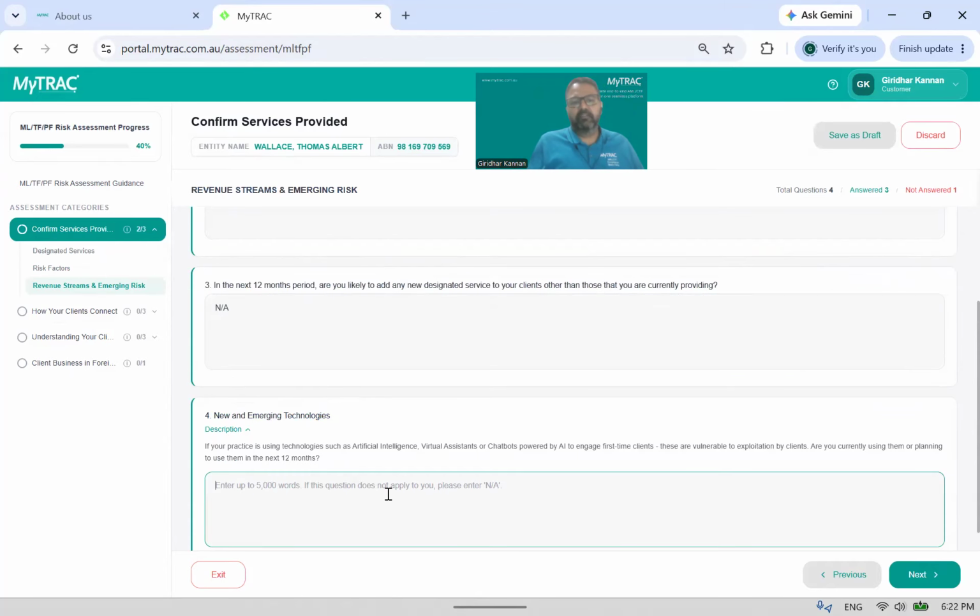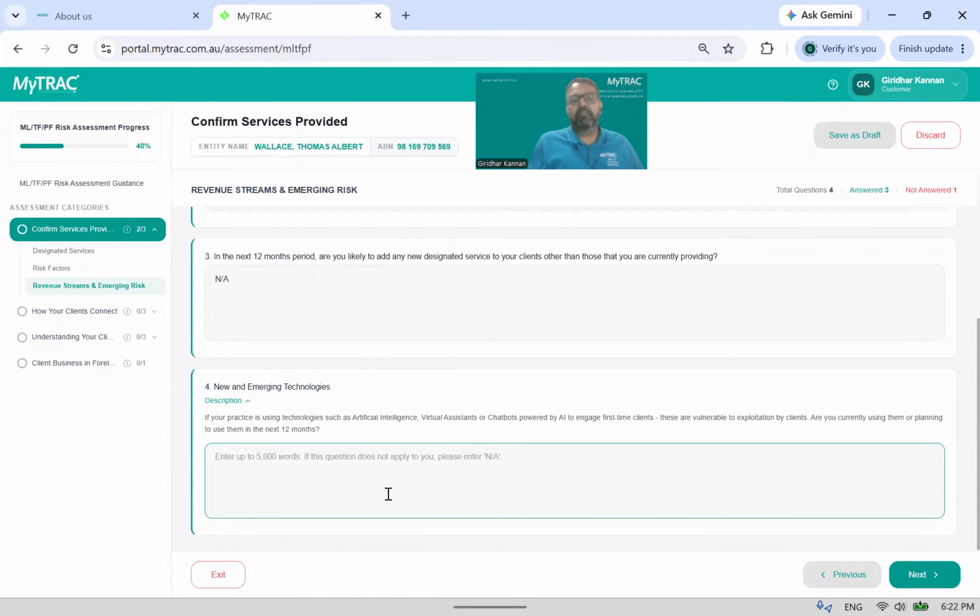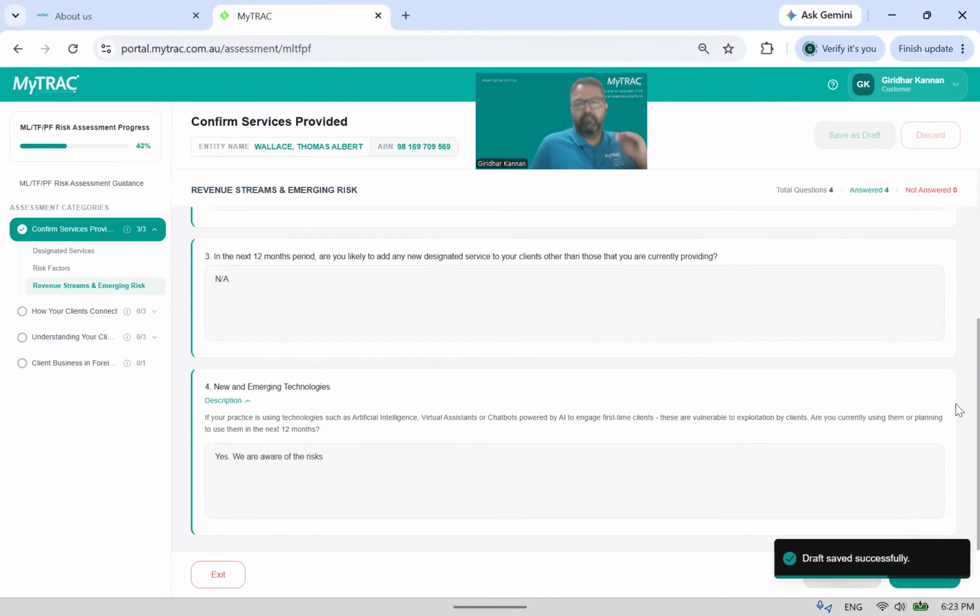The last point here is, if you're using AI as a practice, we are living in a world where we are required to use this, or you use virtual assistants or chatbots to onboard or engage first-time clients. Please ensure and remember that you are vulnerable to risk. The client can fake their identity. There are a lot of risks involved. So you can just say yes, we are aware of the risks. Save it, and now we have done the designated services risk assessment.